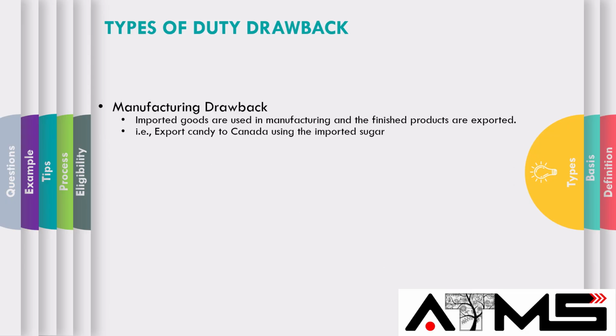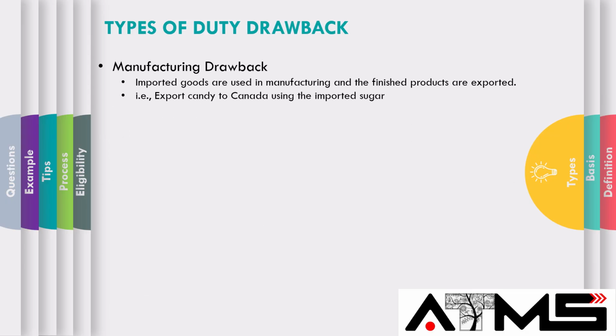Next is the most common type, which is manufacturing drawback. When imported materials are used to produce a new product that is then exported. For example, if you import sugar from Mexico, use it to manufacture candy in the US, and then export that candy to Canada, you can claim a refund on the duty you paid when importing the sugar.